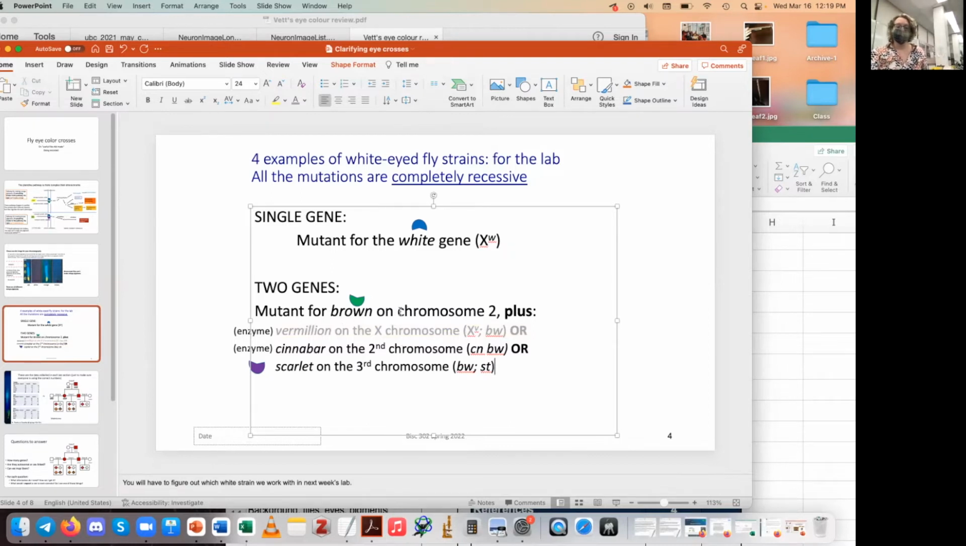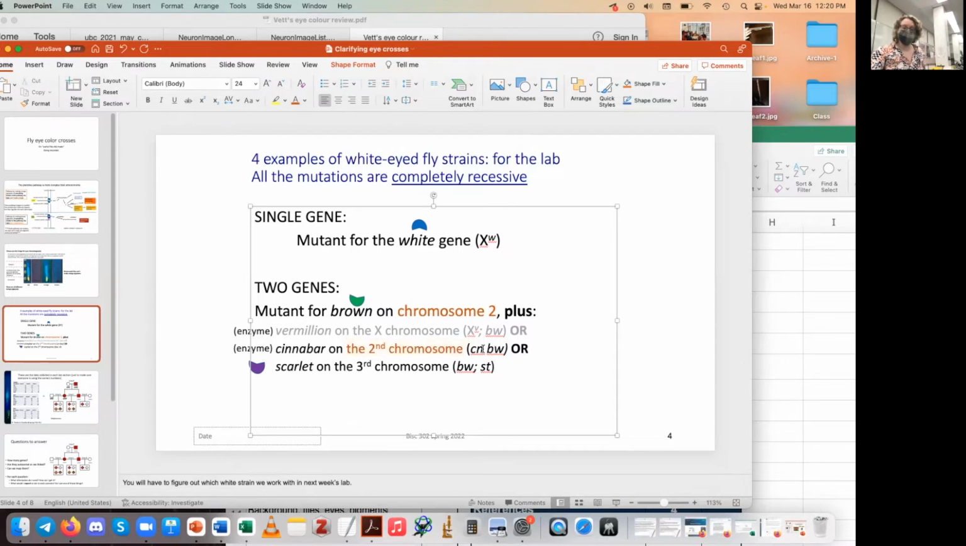Now brown, which we're definitely counting, is on chromosome 2. No, not that color. Let's make it purple. Nah, we already have purple. Let's do... sure, why not? Chromosome 2. So cinnabar is also on chromosome 2.